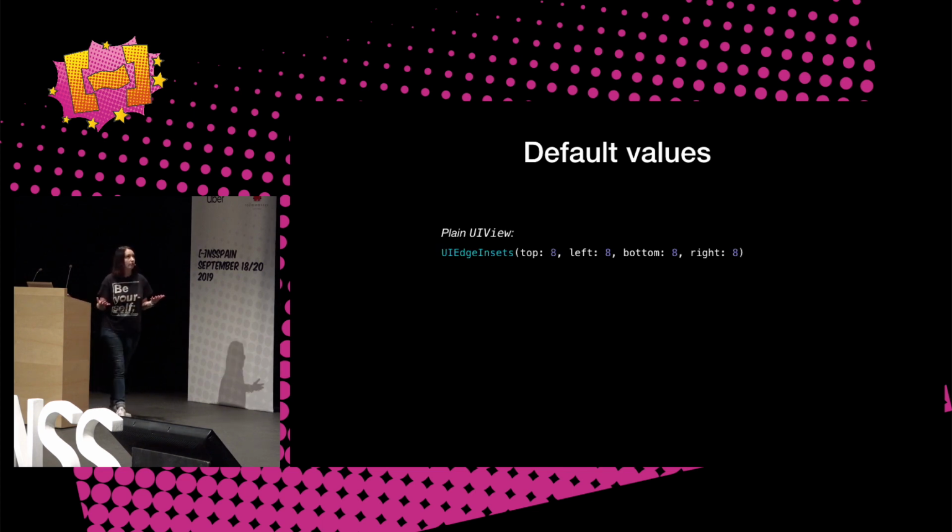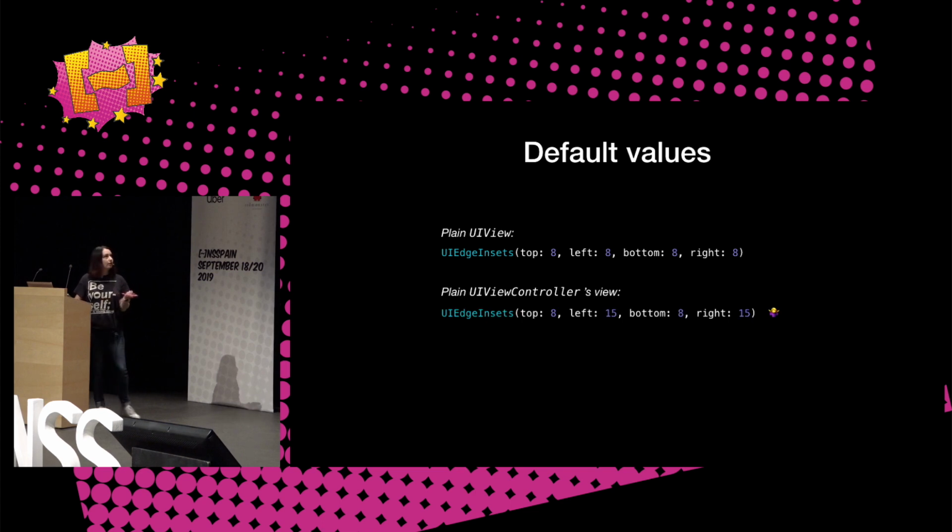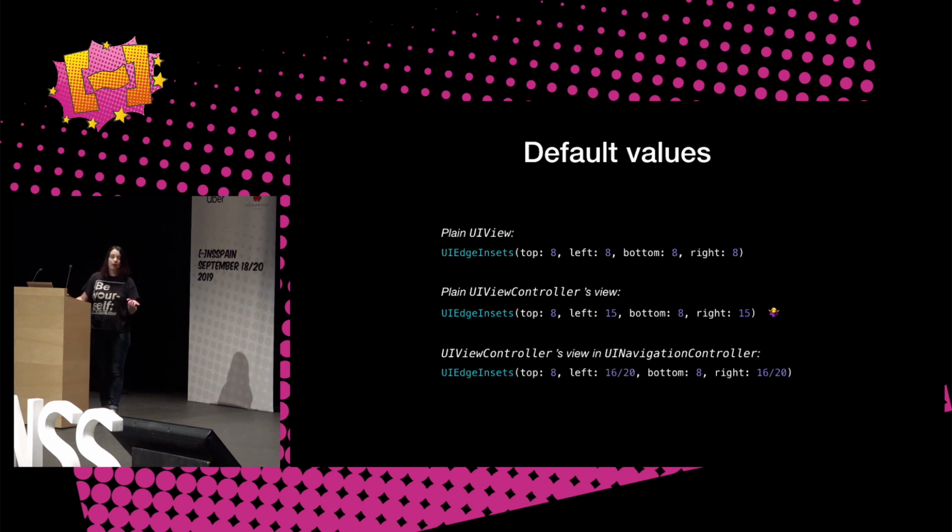So a plain UIView, if you just create a view and look at its layoutMargins property, it would have 8 on each side. And if you take a view controller and look at that view controller's view, it will have 15 on right and left. And if we take a plain view controller and embed it in a navigation controller, then it will get system layout margins, which can be different depending on the device, depending on orientation, basically size class. And right now, those are 16 or 20.